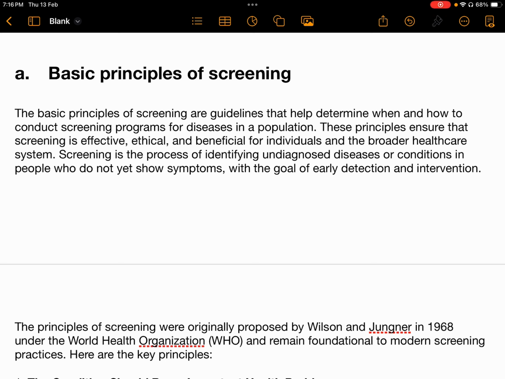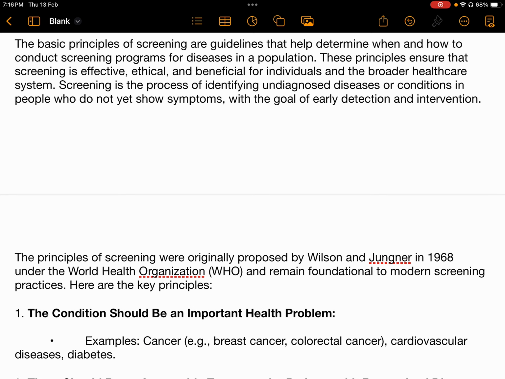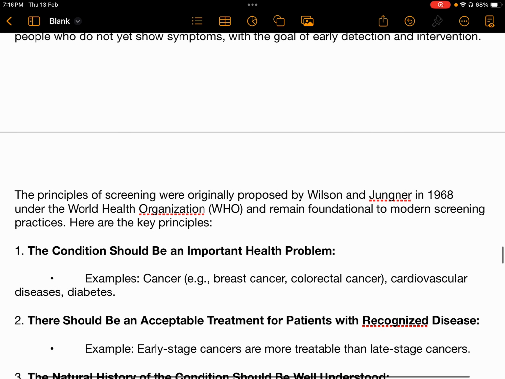Screening is the process of identifying undiagnosed diseases or conditions in people who do not yet show symptoms, with the goal of early detection and intervention. The principles of screening were originally proposed by Wilson and Jungner in 1968 under the WHO and remain foundational to modern screening practices. So here are the basic principles.